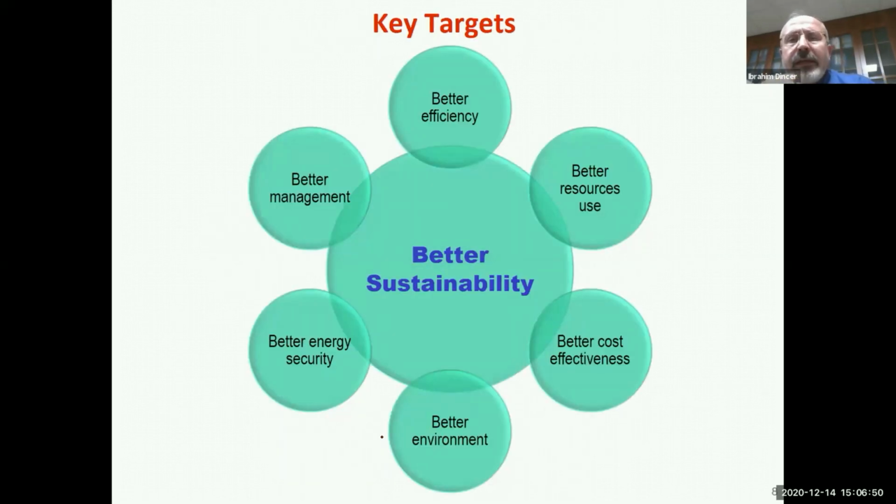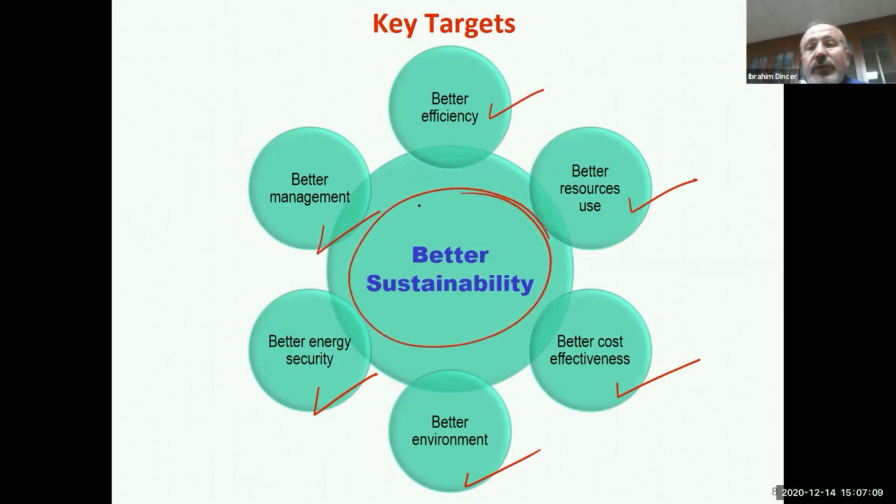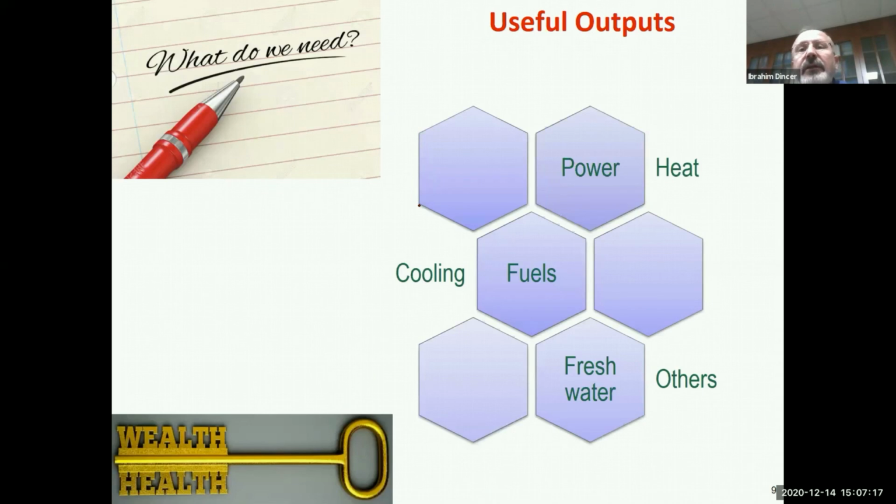And then the key targets: when we look at overall what targets we should have in mind, these come down to better efficiency, better resource use, better cost effectiveness, better environment, better energy security, better management. These are going to achieve better sustainability. Now, with this in mind, let's look at the useful outputs. What we need at the end of the day: power, heat, cooling, fuels, fresh water, and others. These are the useful outputs needed by the users, communities, or society at large.